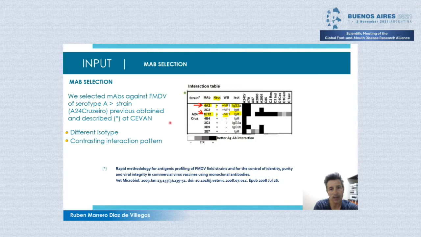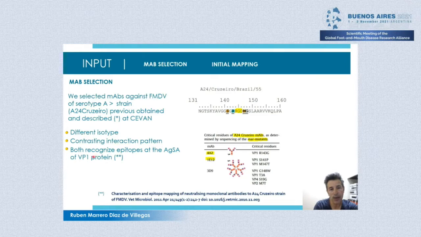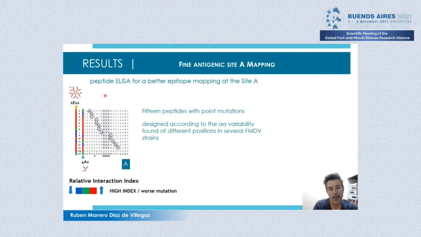Those antibodies, you can see here in the table of the paper, display different isotypes, IgG and IgM, but also contrasted interaction patterns with several FMDV strains, and both antibodies recognize epitopes at the antigenic site A of VP1, which was only mapped in the second paper by the CEBAN lab. And as a result, we first implement a peptide competitive ELISA for a better epitope mapping at site A, and we designed 15 peptides with point mutations.